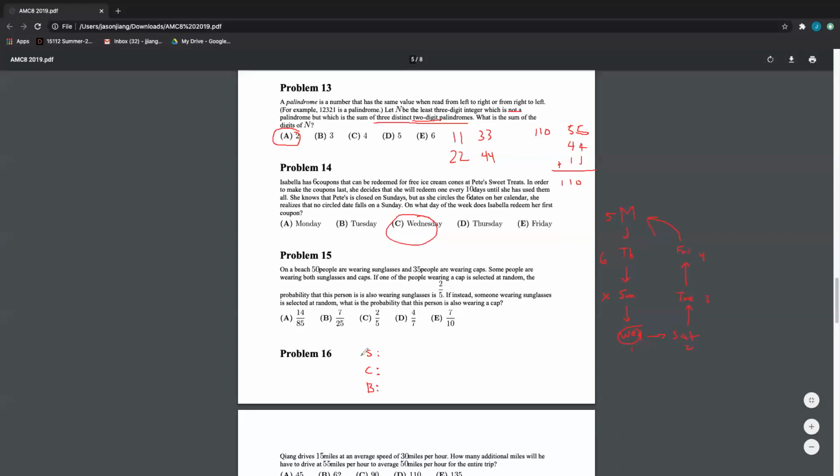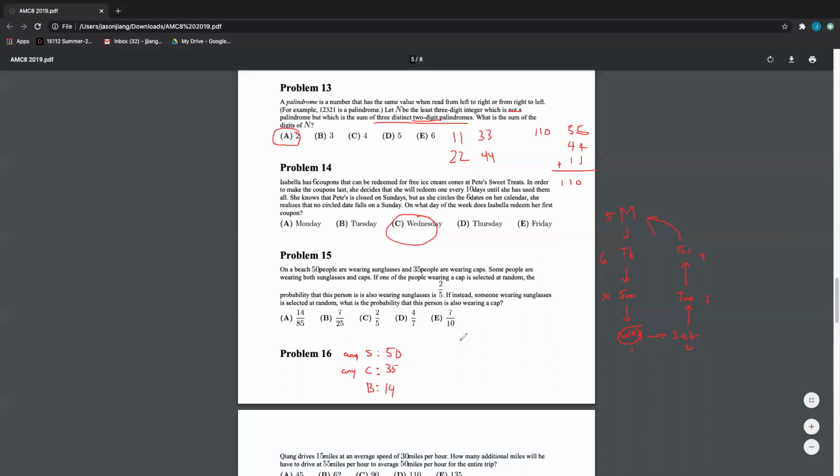But this won't be just. This will be any. So we'll count someone wearing sunglasses even if they're also wearing a cap. So we have 50 people wearing sunglasses, 35 who are wearing caps. We're told that 2/5 of the people wearing caps are also wearing sunglasses. So 2/5 of 35 is 14.